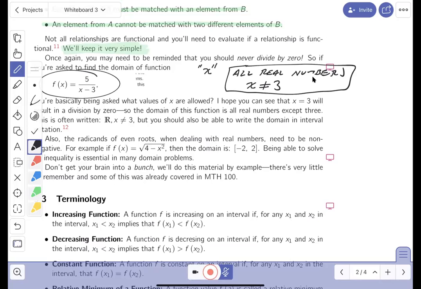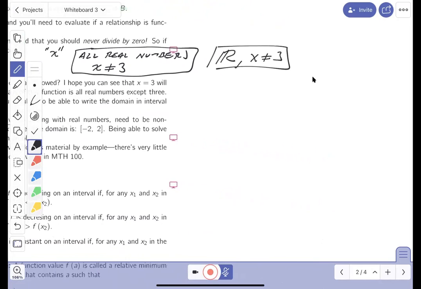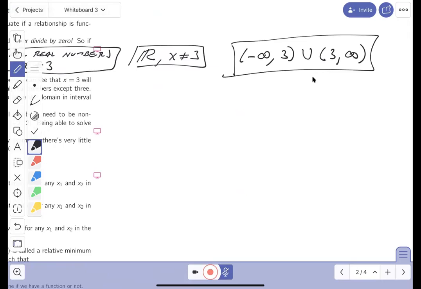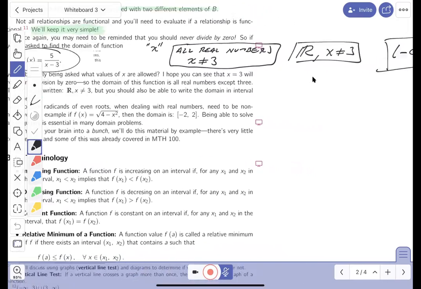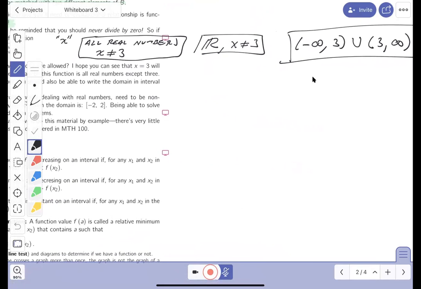I want to point out we do write it a little bit differently under most circumstances. We use what's called a blackboard R, which is read as all the real numbers, comma, x not equal to 3. If you want to write interval notation down, the intervals would be from negative infinity up to 3, not touching, union 3 to infinity. You'll see me do that on occasion. My favorite is the middle one, because it's so easy for me to write down, but I have to be prepared to write it down in other ways.